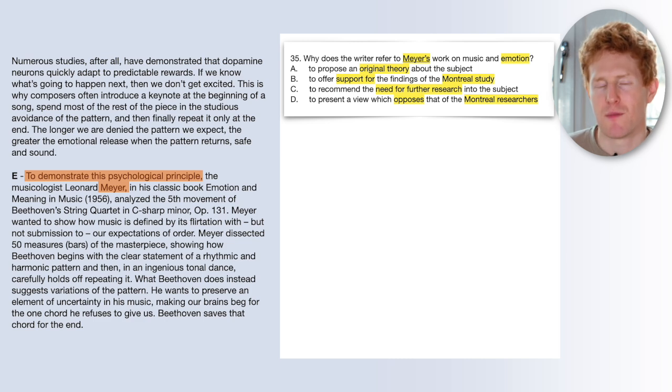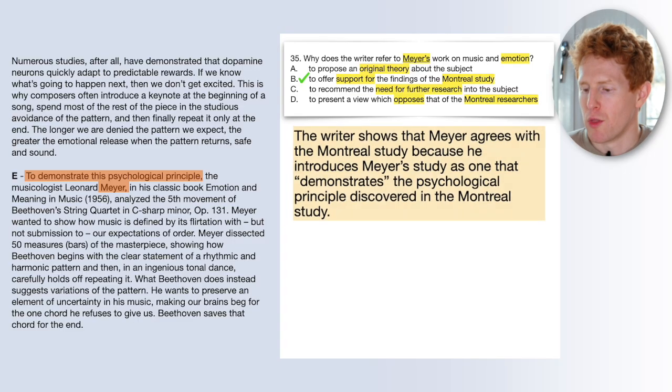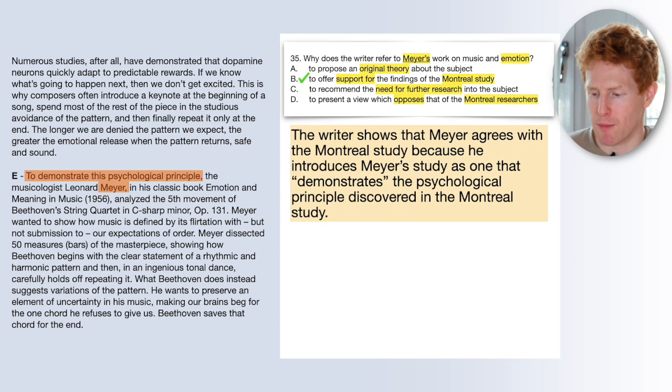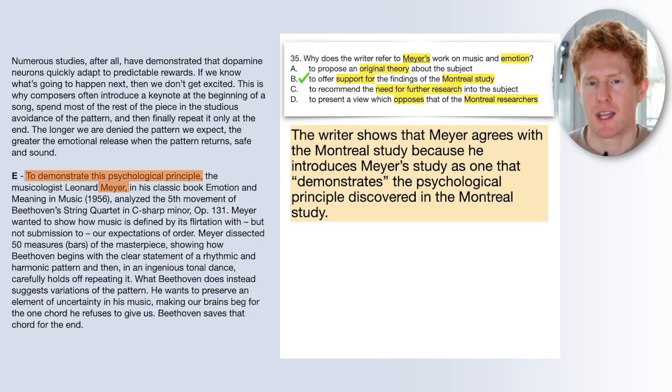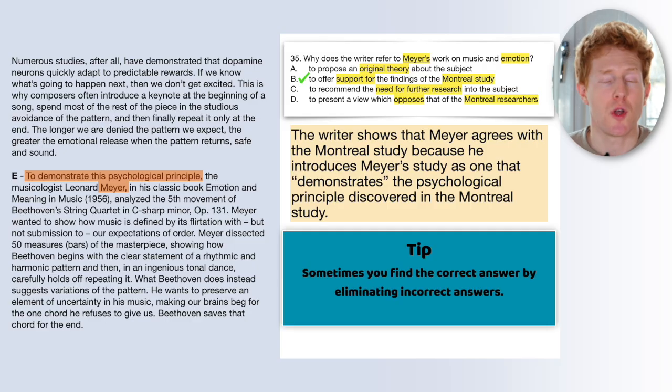Okay, this time the answer is B. Why? Well, the writer shows that Mayer agrees with the Montreal study because he introduces Mayer's study as one that demonstrates the psychological principles discovered in the Montreal study. So it backs up the same findings, it understands it, it demonstrates it. Again, remember that tip. If you don't know which the correct answer is, then look through the answers and choose which ones it isn't. That will help you.